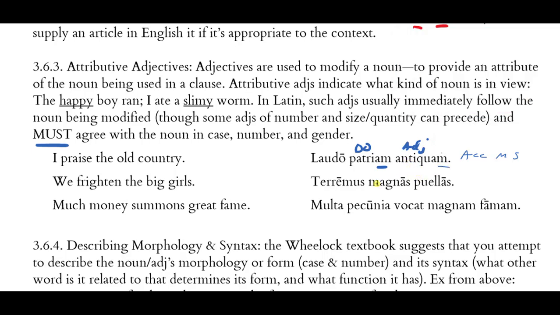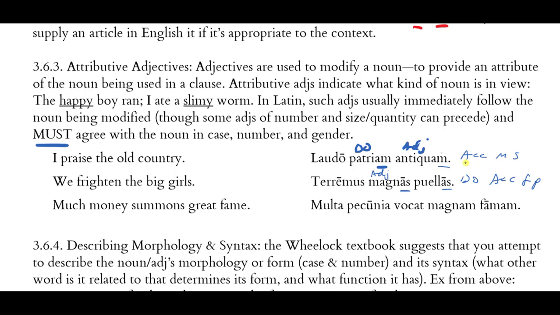It has to agree. We frightened the big girls. Terremus magnas puellas. So here is my verb, "we terrify." Magnas puellas, this is my direct object, okay? Puellas. Notice I've got the -as ending, and the adjective, which is attributive and modifies, has to agree. These are accusative, but they're not feminine singular, they're feminine plural, right? So they both have to be that.